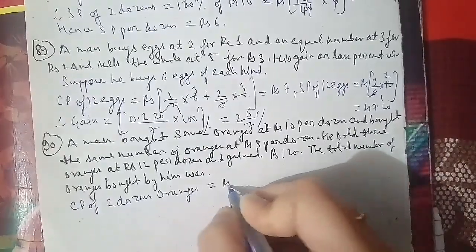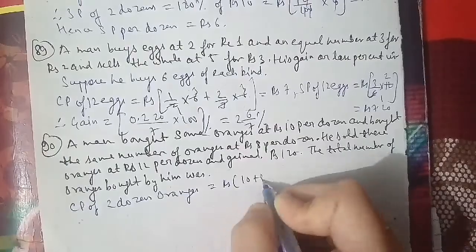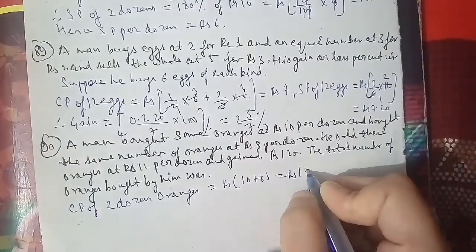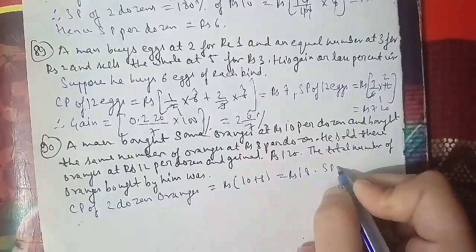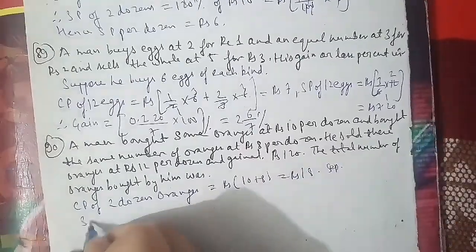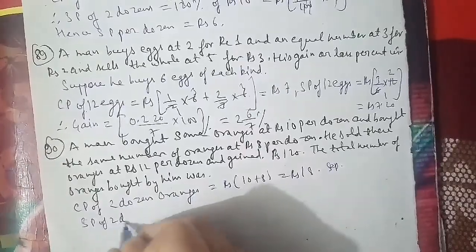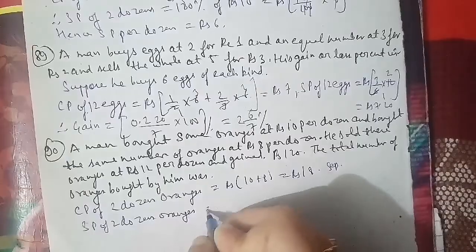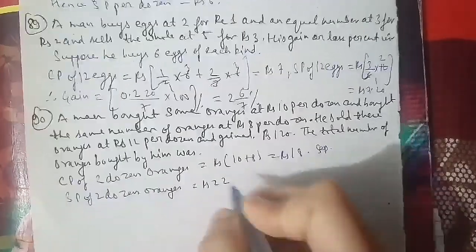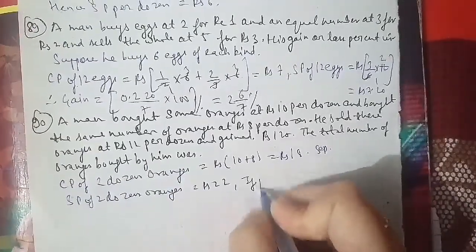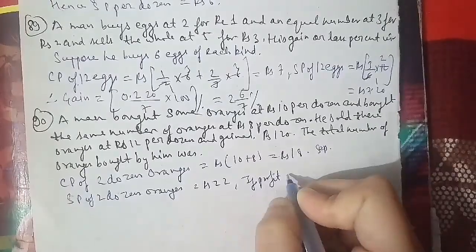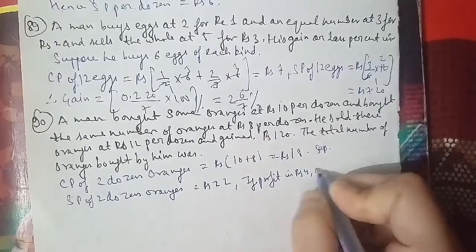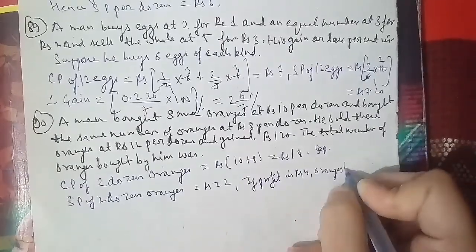If profit is rupees 120, oranges bought equal 2 upon 4 into 120. 4 ones are 4, 4 threes are 12, and 0, that is 60 dozen, which we have as the answer here. Now we go ahead for the next.